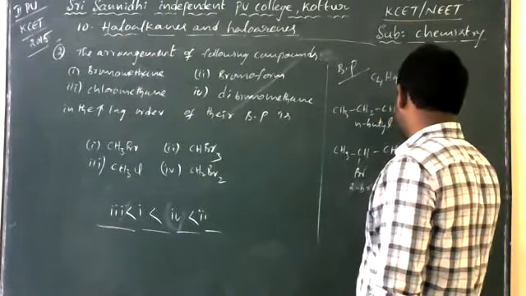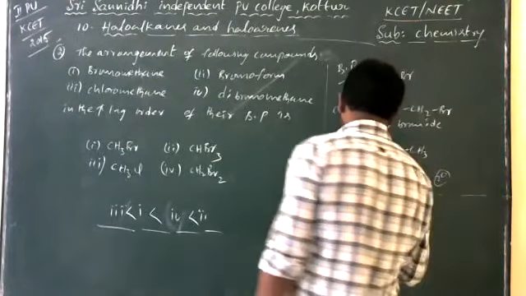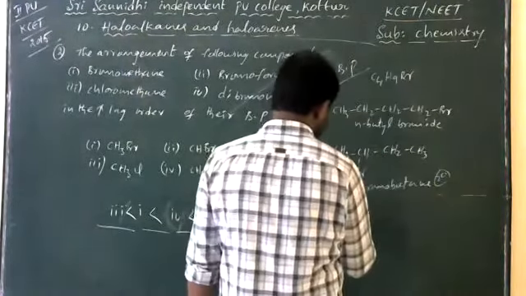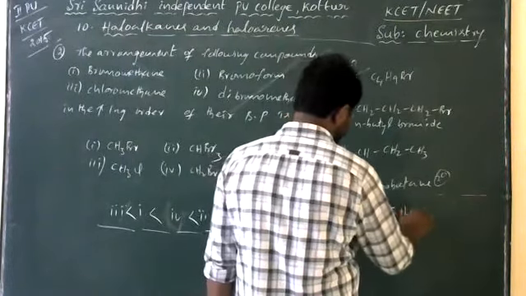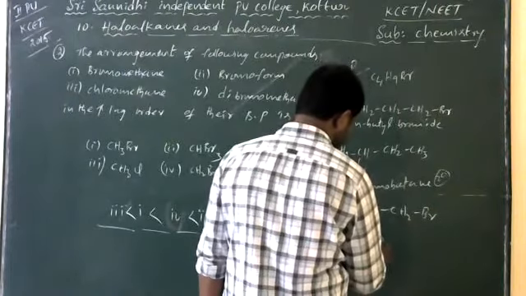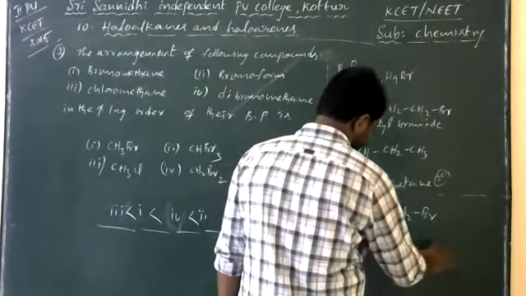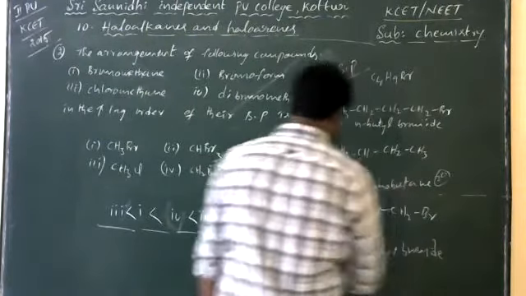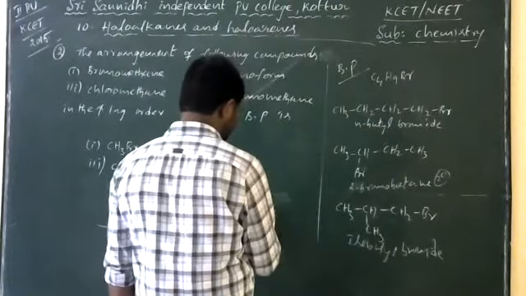2-bromobutane, which is called secondary butyl bromide. Next, CH3, CH(CH3), CH2Br, which is called isobutyl bromide. Next, we take the same formula, that is tertiary butyl bromide.